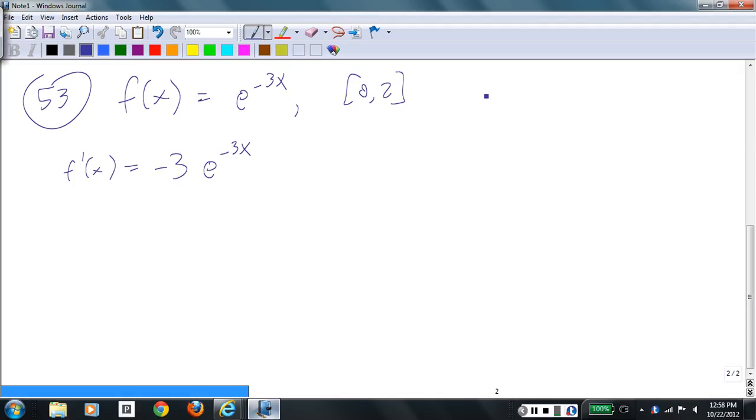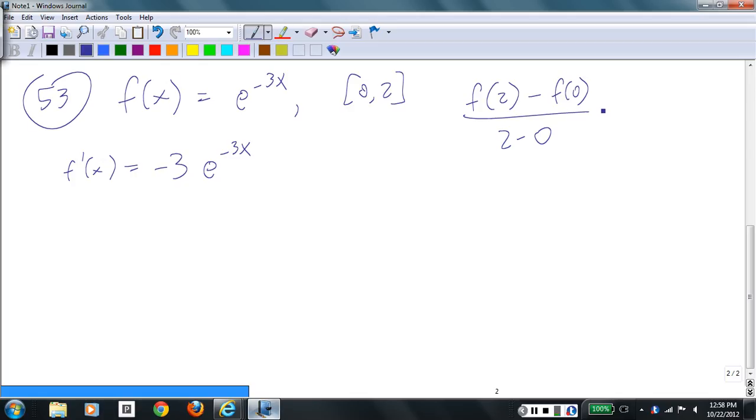So we need to consider f of 2 minus f of 0 over 2 minus 0. Well, we should if it satisfies the hypotheses, but it does. It's the exponential function, just composed with -3x. The composition of continuous functions is continuous. No reason to believe this should not be differentiable everywhere. It's going to be nice and smooth from negative infinity to infinity, in particular between 0 and 2.